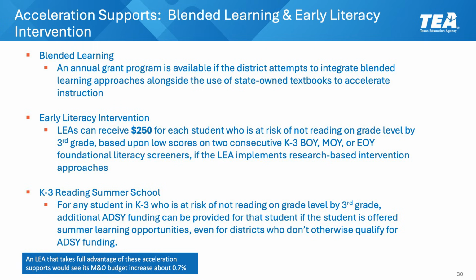In addition, the early literacy intervention allotment is such that LEAs can receive $250 for students that indicate they are at risk of not reading on grade level by the third grade. These are based upon low scores on 2 consecutive kindergarten through third grade beginning, middle year, and/or end of year assessments. This is also applicable for students that are not meeting grade level on third grade STAAR. And these are early literacy assessments that will be approved by the agency, coming soon.